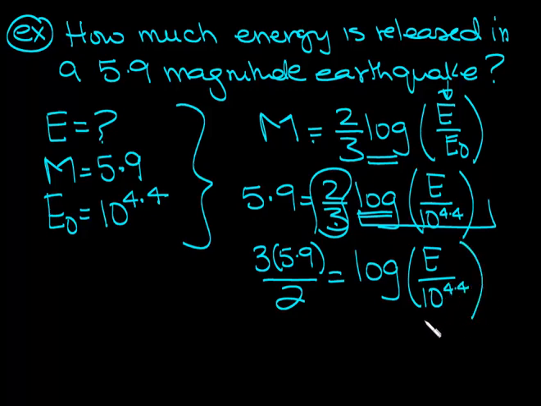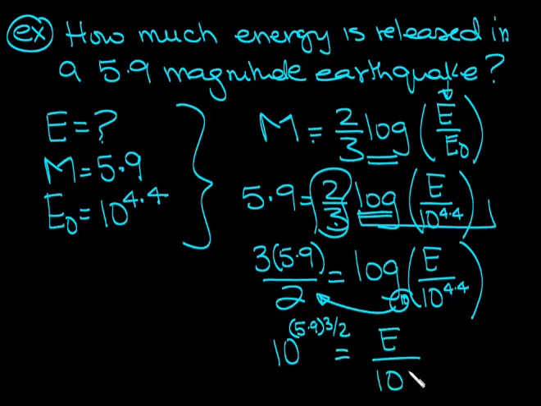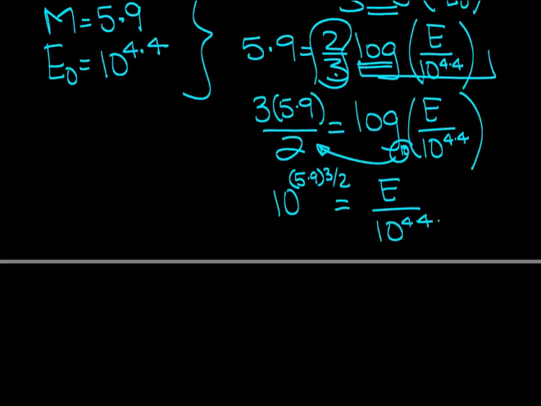Remember, we are trying to use the definition of logs to do that. These are the kind of problems we did in the last section when we had one log term. So that's what we're doing. Now the base over here is 10, so I can take this base and make it the base on this side. So I have 10 raised to 5.9 times 3 divided by 2 is equal to E over 10 raised to 4.4. I took the base here, made the base on the other side, and dropped the log term.